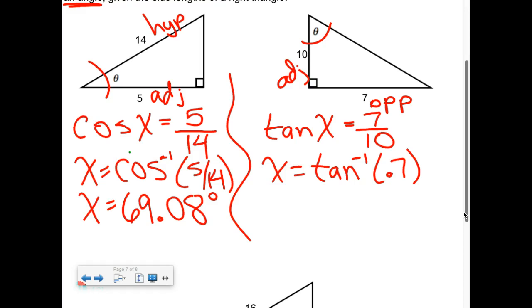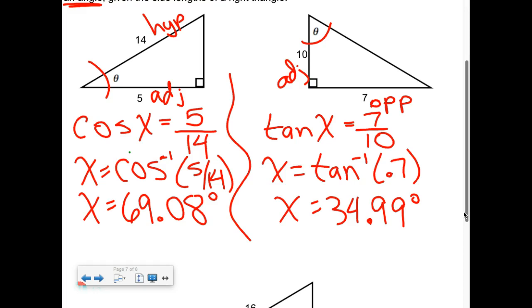And again, make sure you're rounding. We're finding angles, so make sure you put degrees. And I'm getting 34.99 degrees. Okay. What do you guys think? Liking this way more than yesterday?